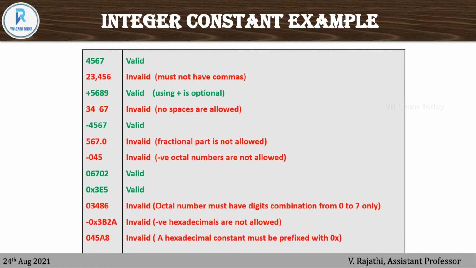So how do they identify this as an octal? We have 0, so by default it is understood to be an octal. That's why octal should be a combination of digits between 0 to 7. So this is an invalid one, and this is also invalid because negative is not allowed in hexadecimal. And this is also invalid. Hexadecimal must have the prefix 0x. Okay.